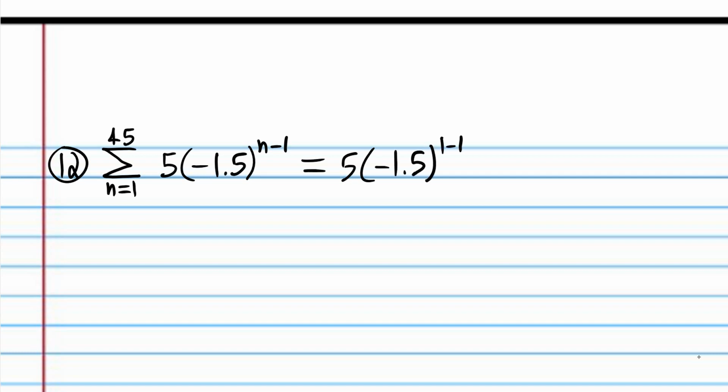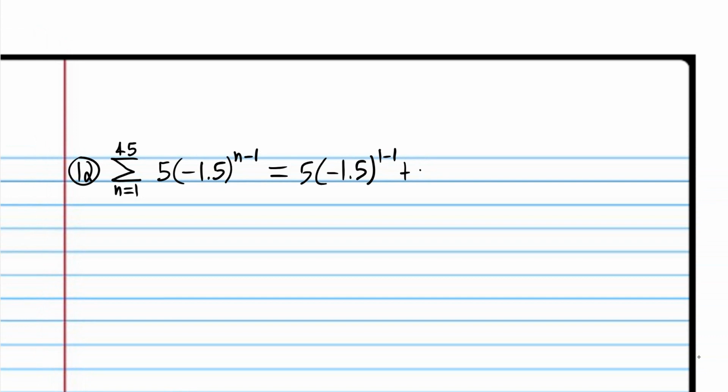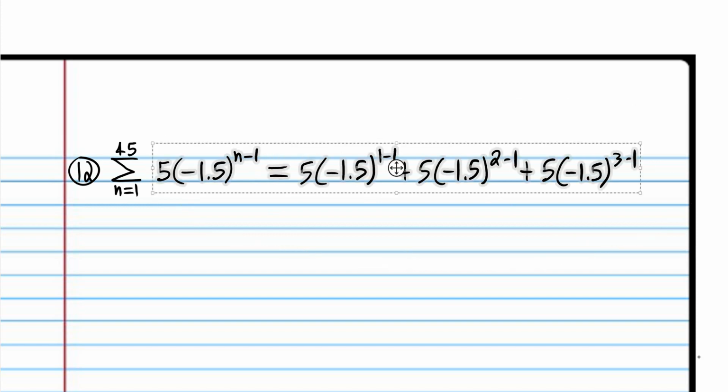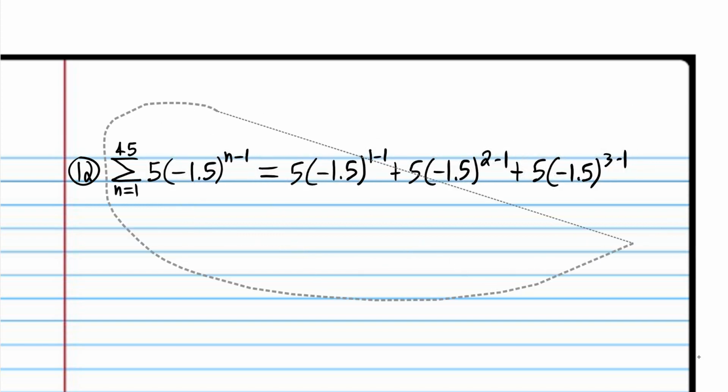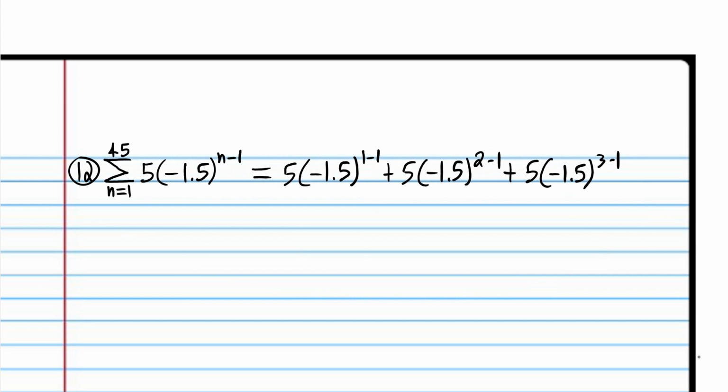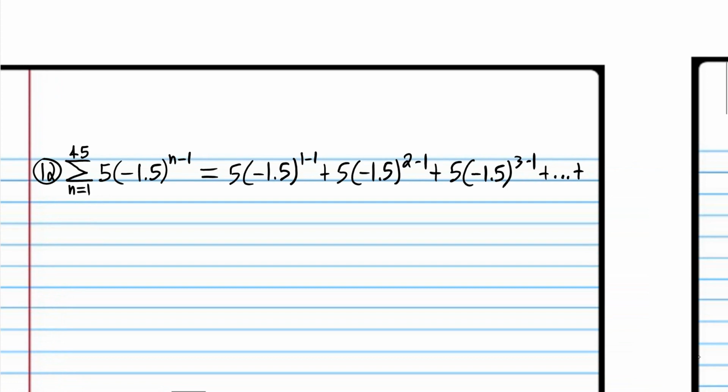So we have 1 minus 1, and then we have 2 minus 1, and 3 minus 1, and it doesn't look like we have a lot of room, so maybe we'll just write the first 3 terms out. And of course it keeps going all the way to 5 times negative 1.5 to the 45 minus 1.